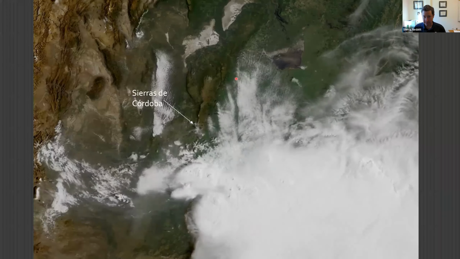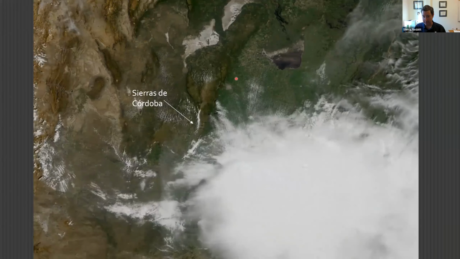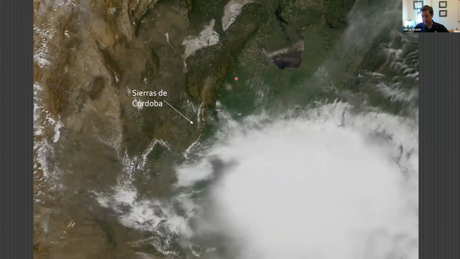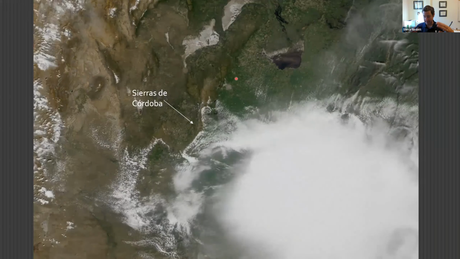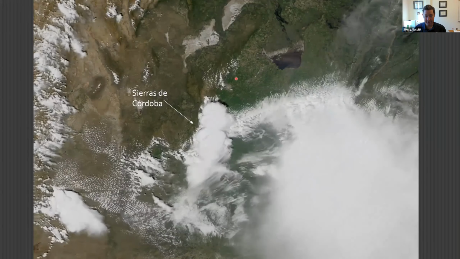So incredible rapid upscale growth, producing very strong overshooting in the upper troposphere, but also producing very strong cold pools that are lifting tremendous amounts of mass from the boundary layer up into the mid-levels and upper troposphere.